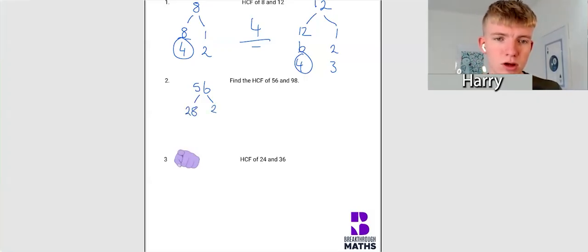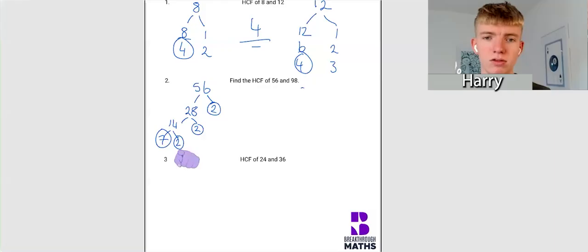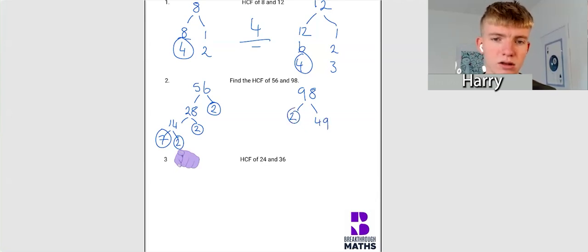So 28 and 2, circle that 2 because it's a prime. Then 14 and 2, circle that because it's a prime. And then we've got 7 and 2 as well. So we've got 2, 2, 2, and 7. For 98, we're going to do the same thing. All right. Let's work this out. So 2 and 49. All right. And then it's just going to be 7 and 7.